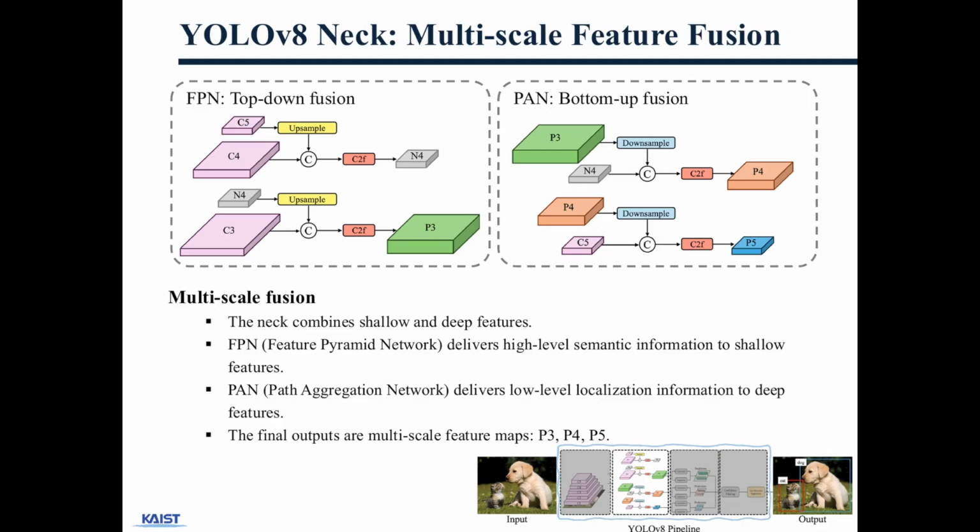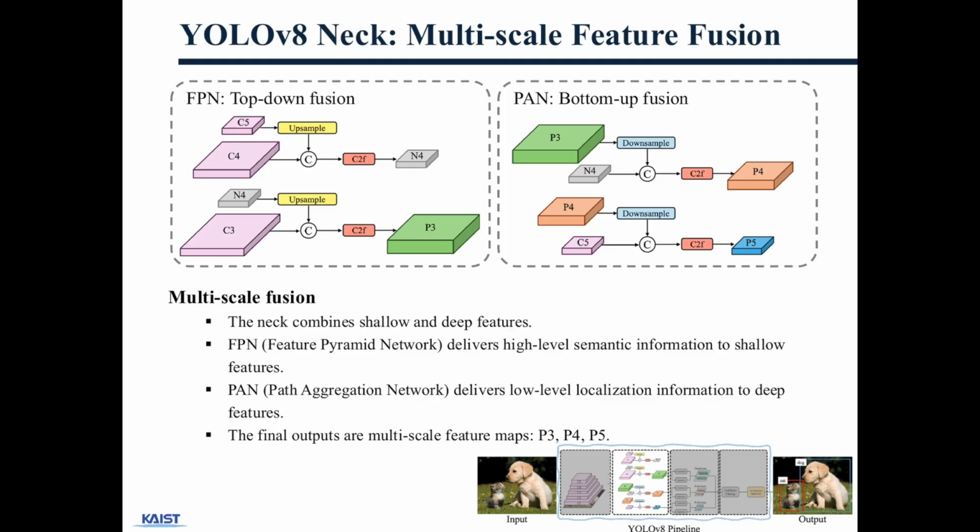PAN stands for Path Aggregation Network. It uses a bottom-up pathway. This direction sends lower-level localization information back toward deeper feature maps. In simple terms, shallower layers know more about where things are, and PAN helps preserve this localization information. Together, FPN and PAN allow the network to combine what information and where information across different scales.